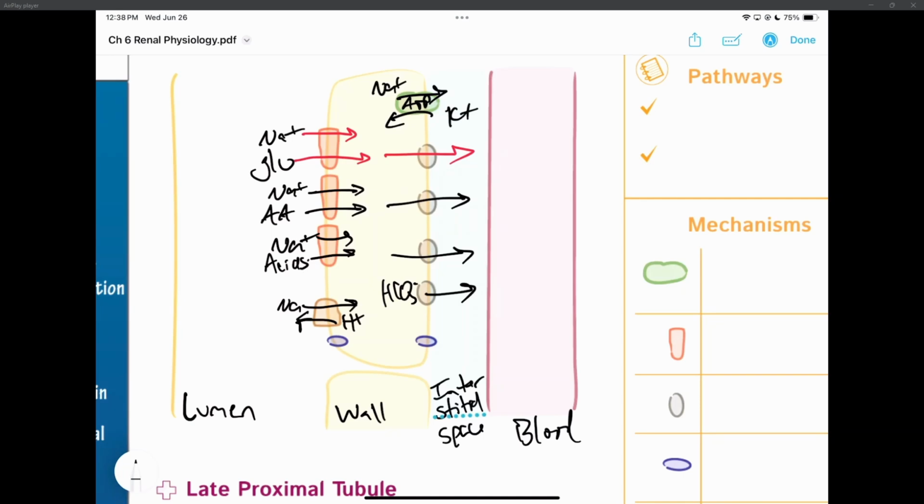What's that going to do to the urine? Acidify it, which means we probably needed to get rid of some acidity in our blood. So we had to dump more hydrogen into the urine to get rid of some acidosis in the blood.